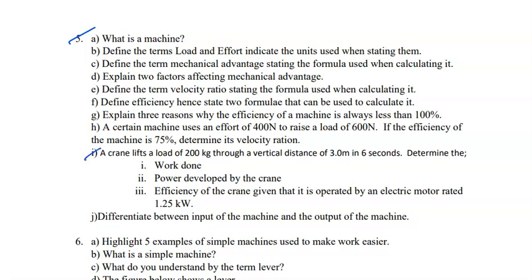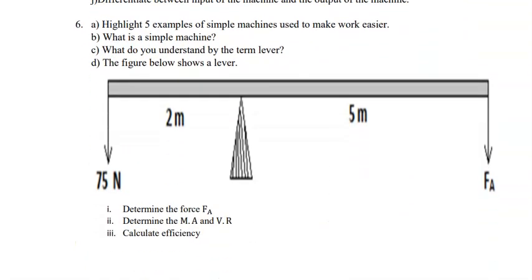So there are questions on finding the power developed and the efficiency. These are very, very common questions in exams. Then we have question 6. Now simple machines, handling them one by one. You need to know how to get the velocity ratio for each and every simple machine.